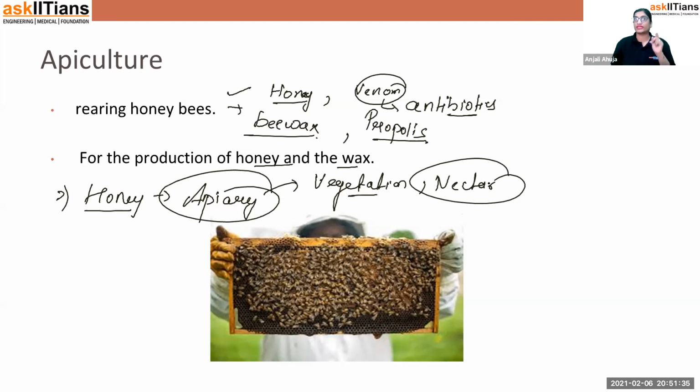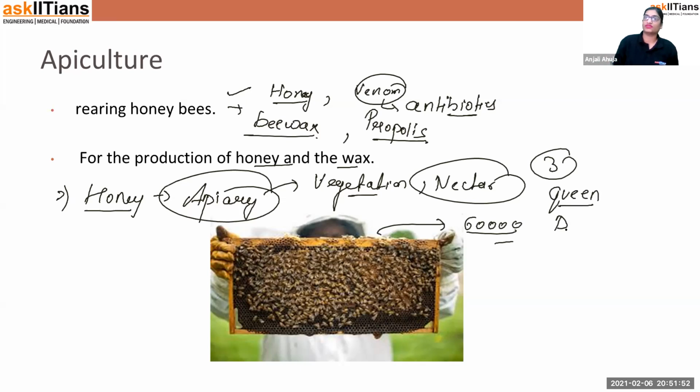Now guys, one thing: in one beehive, if I talk about the natural hive, there can be 50 to 60,000 honeybees at a time. There are three castes of honeybee, if you remember. One is the queen, then the drone, and then the worker.